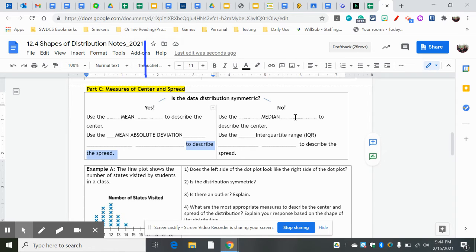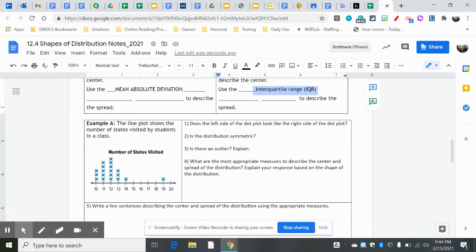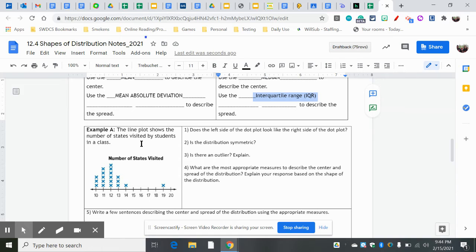If my data is not symmetrical, what am I going to use to describe the center? Okay, that should have been the median here. And what will I use to describe the spread of my data if it is not symmetrical? You should have said interquartile range, or the IQR. So we have two more to practice here with.